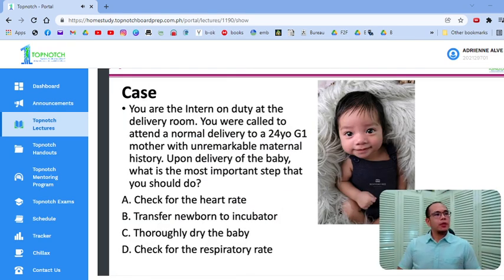So next case. You're the intern on duty. Okay, the delivery room, you were called to attend to a normal delivery, 24-year-old G1 mother with unremarkable maternal history. Upon delivery of the baby, paglabas ni baby, what is the most important step that you should do? Is it letter A, should you check for the heart rate? Letter B, should you transfer the baby to an incubator? Letter C, should you thoroughly dry the baby? Okay? Or letter D, should you check for the respiratory rate?